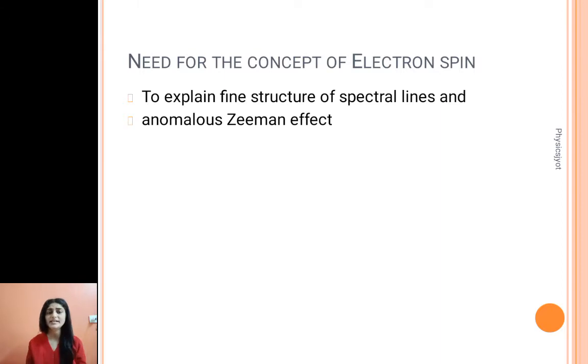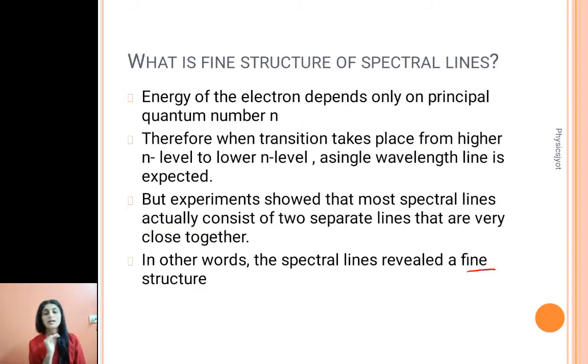What is the need to understand the electron spin? If we don't understand the concept of electron spin, we won't be able to explain fine structure of spectral lines, and second, we won't be able to understand what is anomalous Zeeman effect. So, to explain fine structure of spectral lines and anomalous Zeeman effect, we need to know the concept of electron spin. Now, let us first understand what is the fine structure of spectral lines.